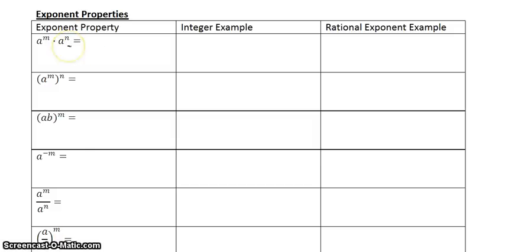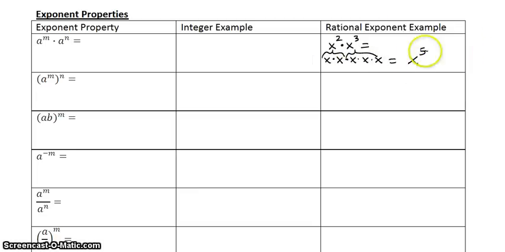So I got the same base, but possibly different exponents. I'm going to give you an example to start off with this. So let's suppose I had x squared times x cubed. Now, think of it like x squared is x times x, two x's multiplied together. X cubed is x times x times x, three x's multiplied together. And now when I think about this, I've got 1, 2, 3, 4, 5 x's total.